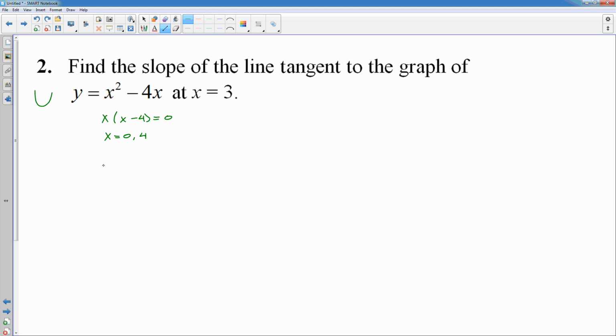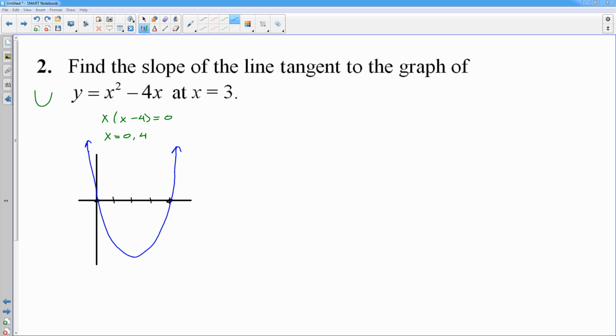That's going to come in handy because now I can graph a parabola that opens up with x-intercepts of 0 and 4. There we go. So that's what I have here. And then my point of tangency is x equals 3. Well, this is 3 right here. So my tangent is going to be down here on the graph when x is equal to 3. So I have a tangent that's going to be somewhere like that.